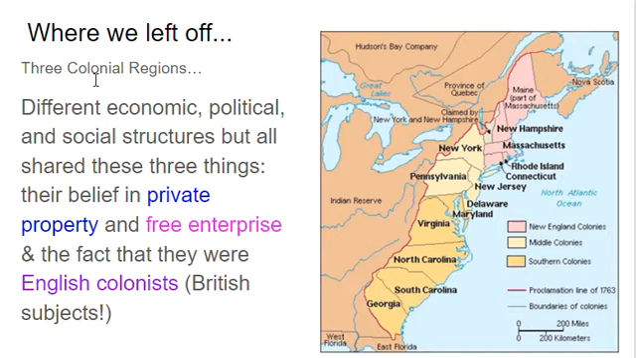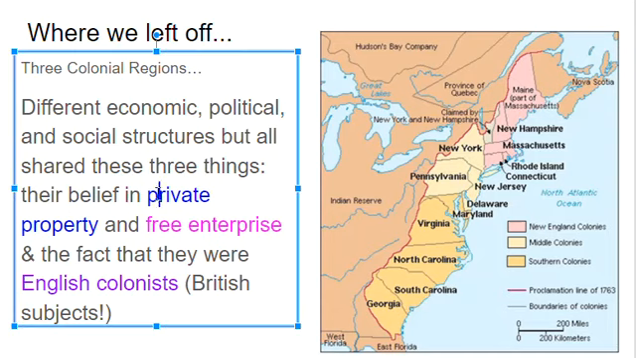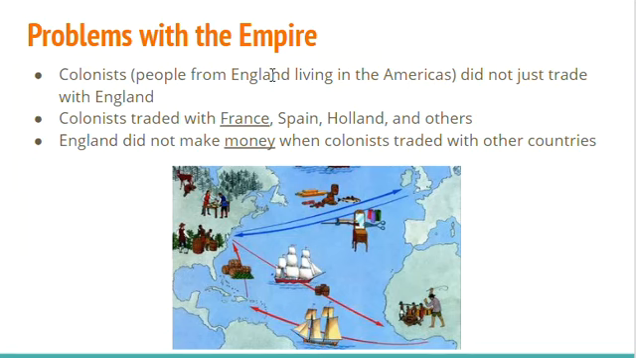So where we left off is we had the three colonial regions: New England, Mid-Atlantic, and Southern colonies. And the one thing they all had in common was the belief in private property and free enterprise, and they are all British colonists. We're going to start talking about some problems with the British Empire and its colonists.